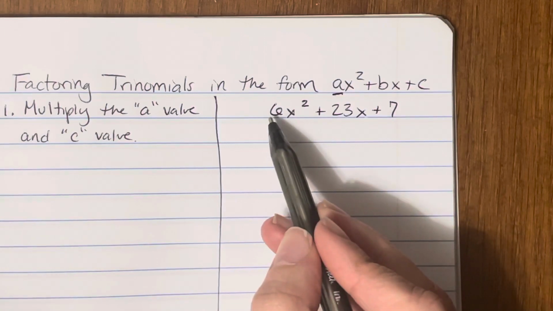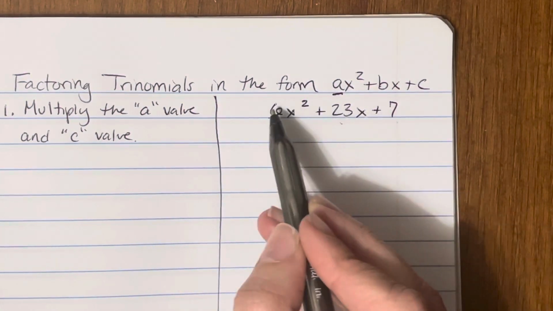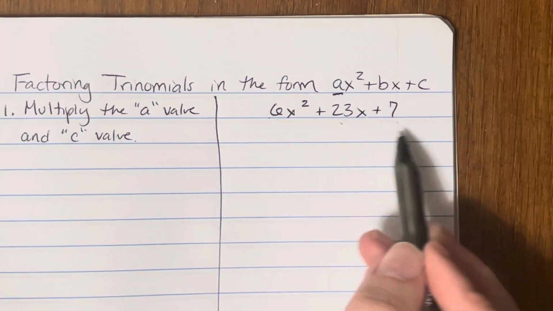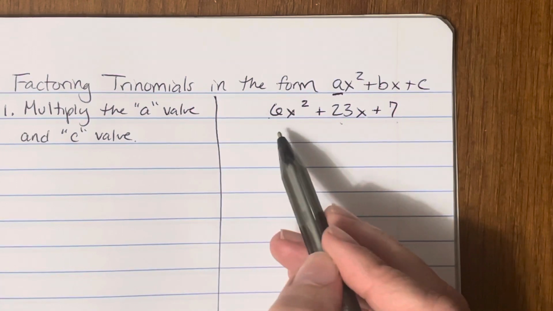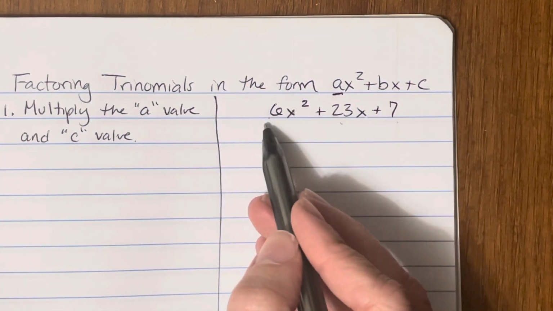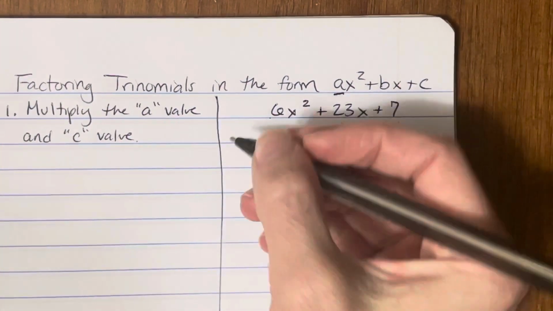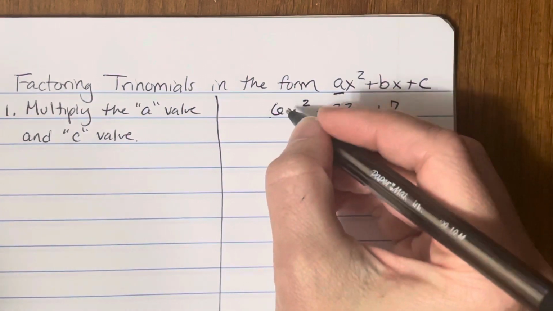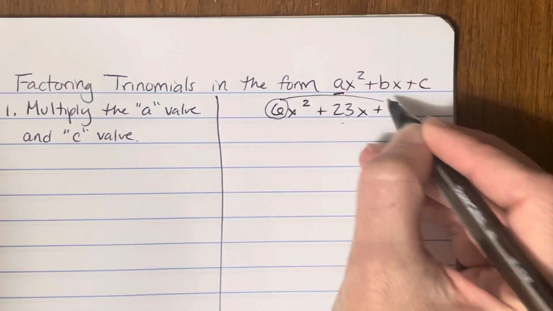We also can't factor out a 6. So 6, 23, and 7 do not have a greatest common factor. Actually, 23 and 7 are prime, so there's nothing we can factor out in front while we deal with just an x squared. So that's the issue here: when you have a number in front and you can't bring out a greatest common factor, the first step is to multiply the a and the c. So I'm going to take 6 and multiply it by 7.